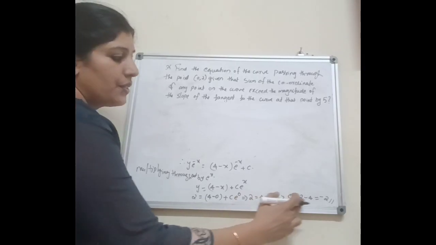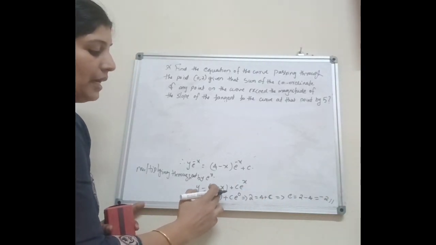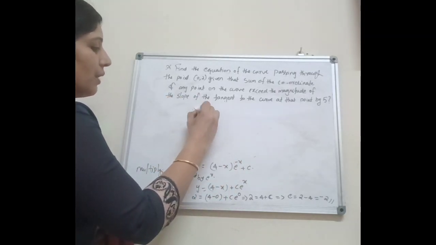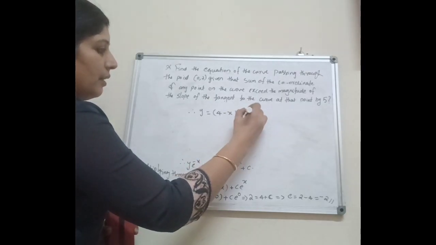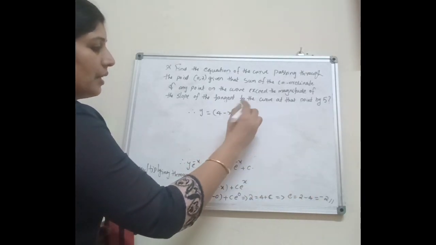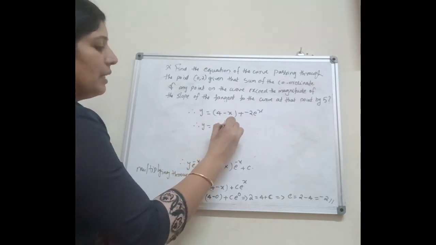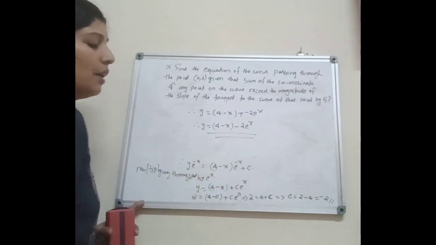Put the value of c equal to minus 2 in the equation y equal to 4 minus x plus c e raised to x. Therefore, the particular solution is y equal to 4 minus x plus minus 2 e raised to x. That is, y equal to 4 minus x minus 2 e raised to x. This is the particular solution.